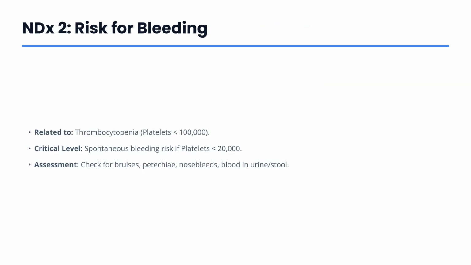Nursing diagnosis 2 is risk for bleeding related to thrombocytopenia, which is a platelet count below 100,000. A count below 20,000 presents a risk of spontaneous bleeding. Assessment involves checking for petechiae, bruises, and any blood in urine or stool.